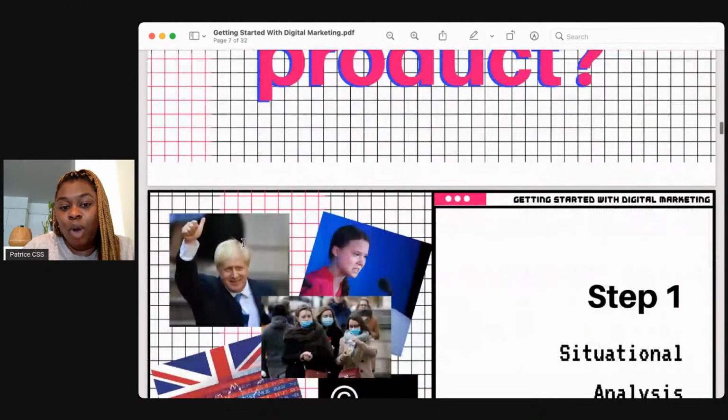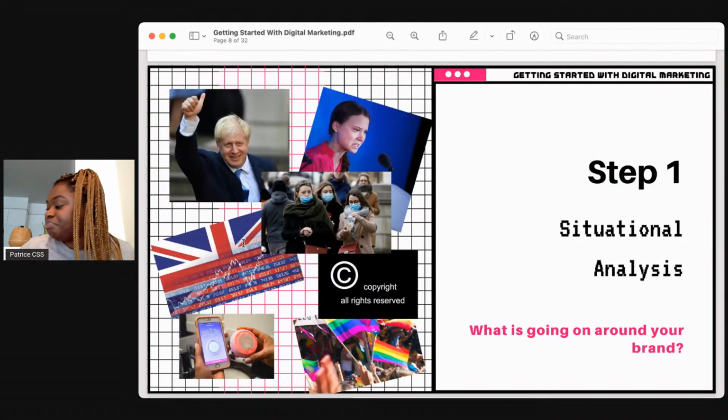Okay, step 1. We know what we're promoting. Let's say, I don't know, wine glasses, shoes, whatever it may be. The first thing we need to think about is a situational analysis. We cannot just jump into promoting our brand without reading the room. This is a very important step, the most important step, in my personal opinion.